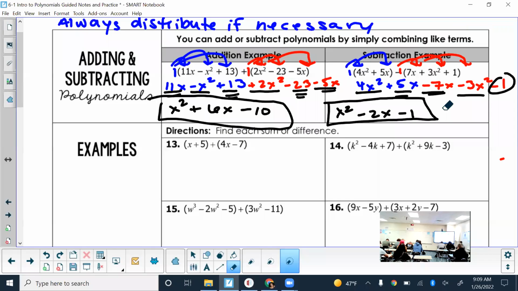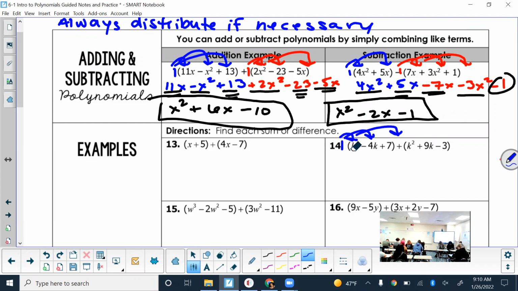And first step is to always do what? Distribute if necessary. And if there's parentheses, then yeah, it's always necessary. Does it make a difference all the time? No, but sometimes it does. So that's why you just do it. All right, so distribute the one that's outside each set of parentheses. Does it change anything in the first set? No, I get k squared minus 4k plus 7.